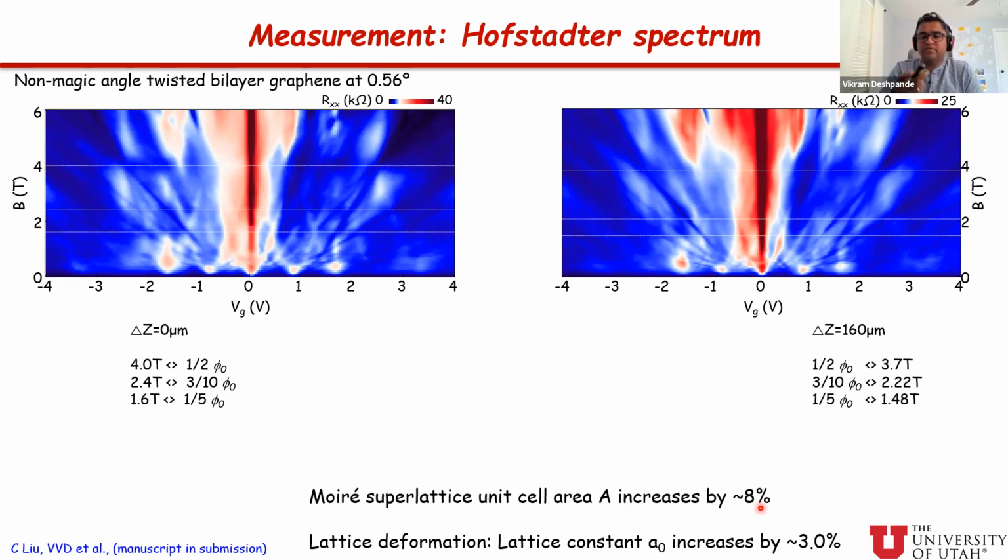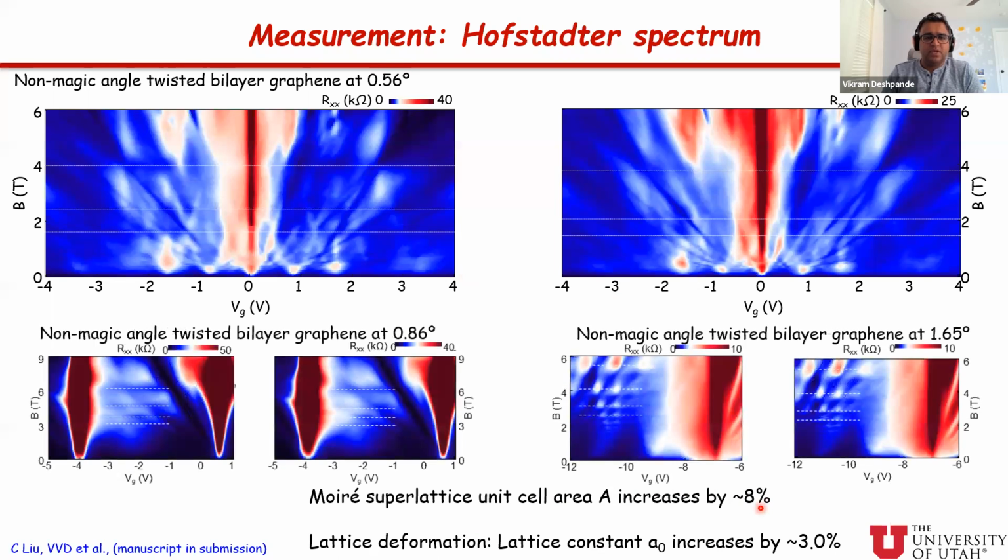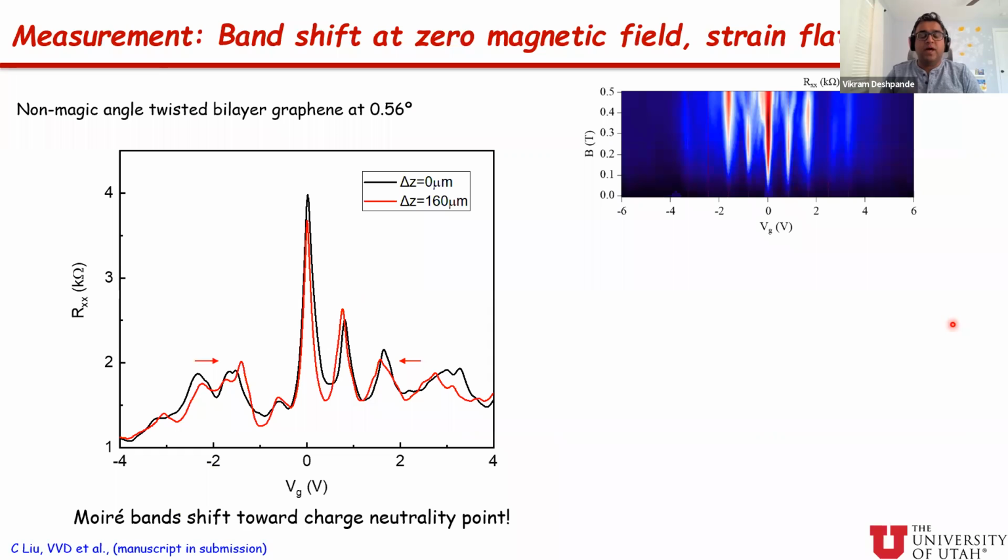Okay, so we've seen this in several different samples. I show here two more samples where the horizontal features in the Hofstadter spectrum shift down. This is a sample at 0.86 degrees. Here's another sample at 1.65 degrees, and all of them are indicating the same thing, that as you apply the Z displacement, the graphene itself is being stretched out, which is a fairly natural thing to expect. And then at zero field we also see the effects.